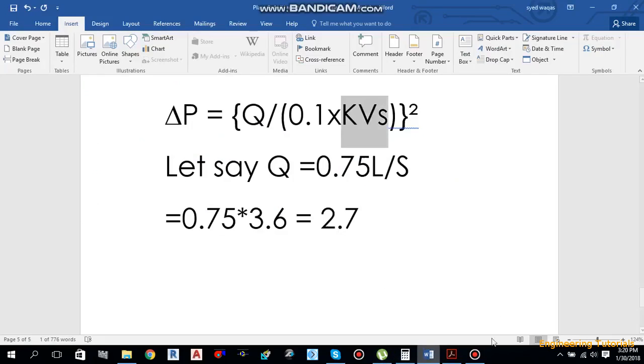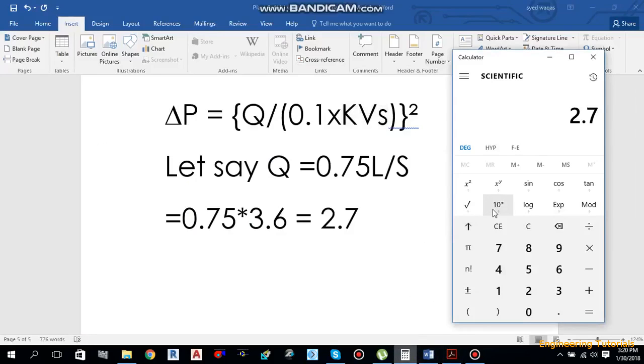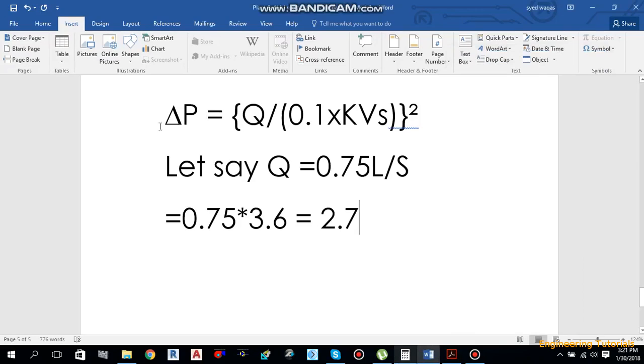So let's move back to the formula. 0.1 into kVs, that is 16.7, so we got 1.67. So Q divided by 1.67. Q is 2.7 divided by 1.67. Now we have to take the square root of this one. So if we get the square root of this one, we get 2.6 as the answer. So delta P we got over here is 2.6.